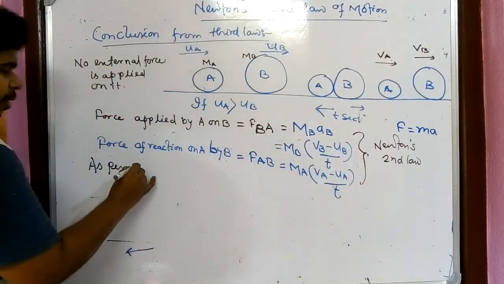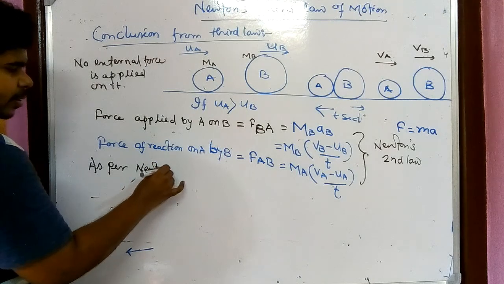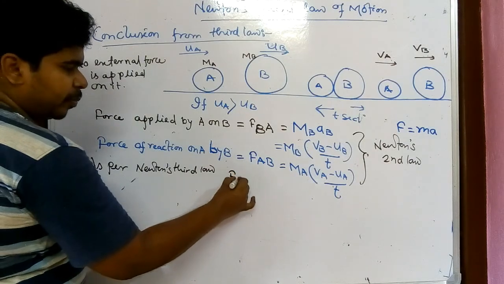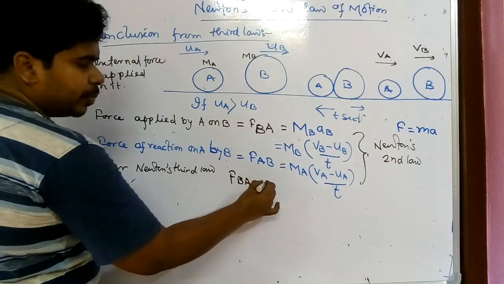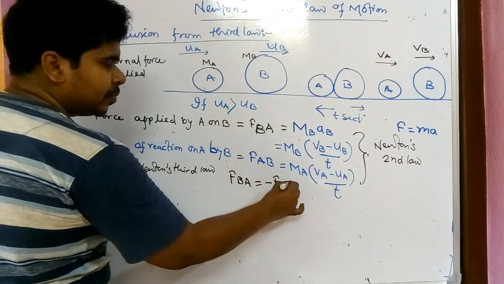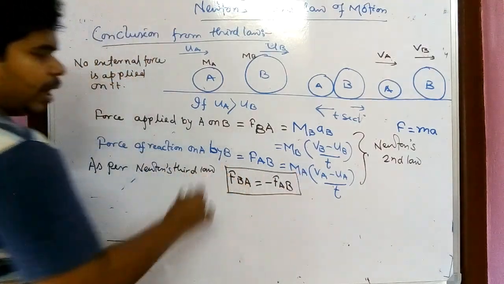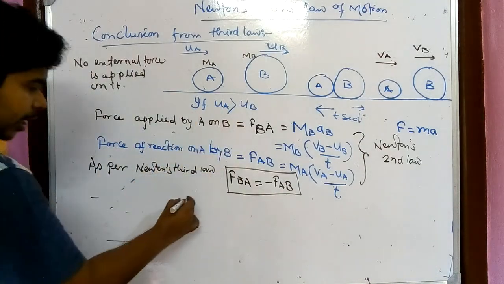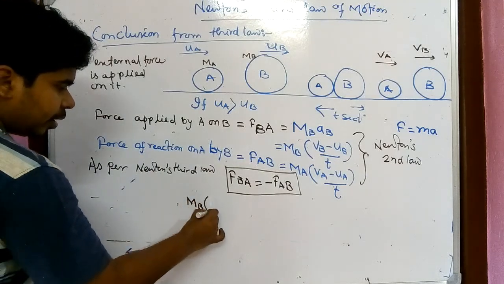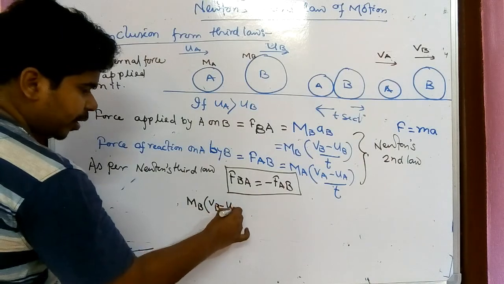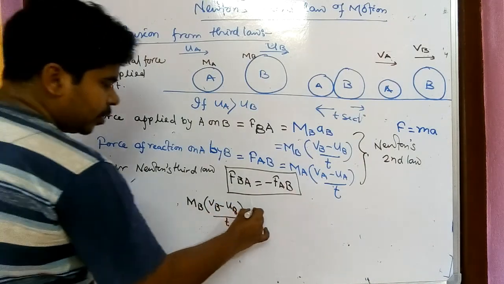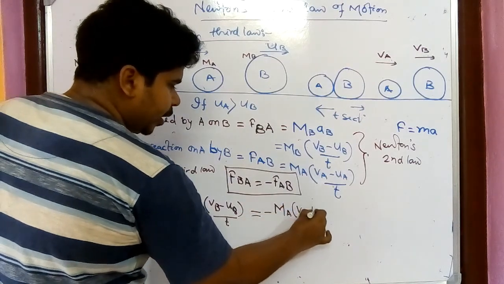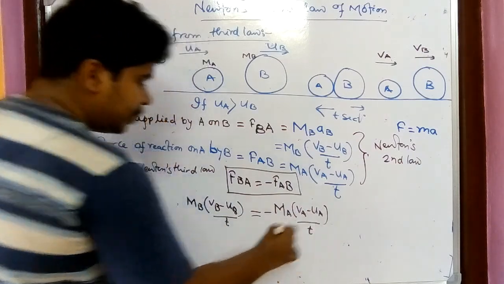Now, as per Newton's third law, we have written that FBA, this is the action, should be minus of FAB, because reaction is equal and opposite as per Newton's third law. If this is correct, we put the values: MB into VB minus UB by T should be equal to minus of MA into VA minus UA by T.